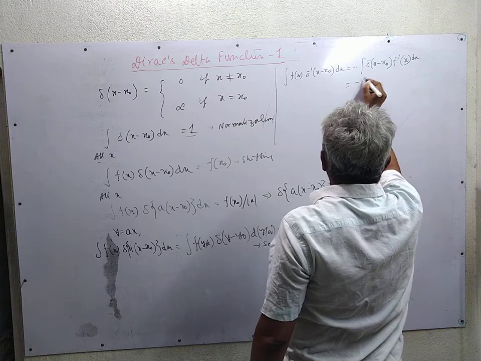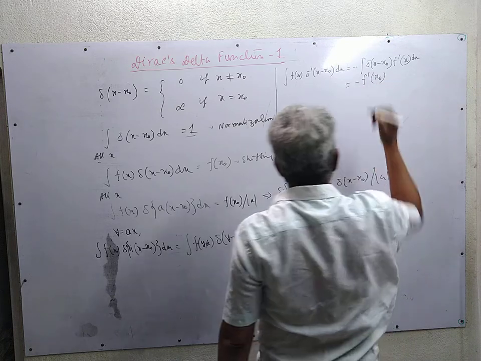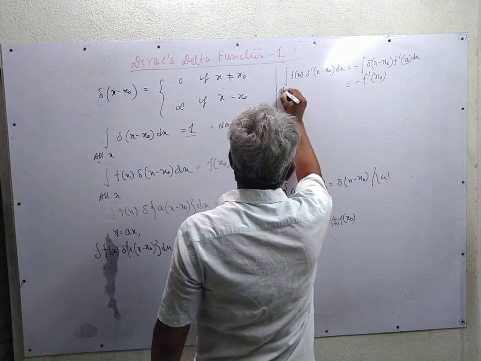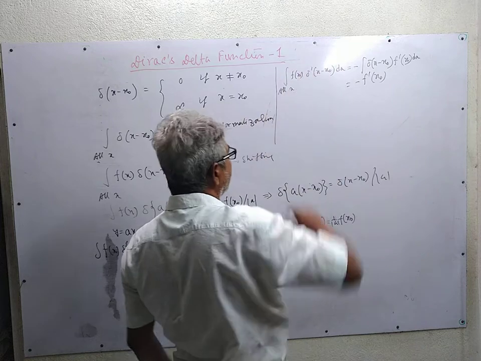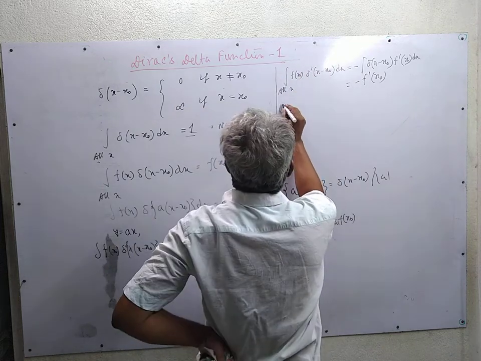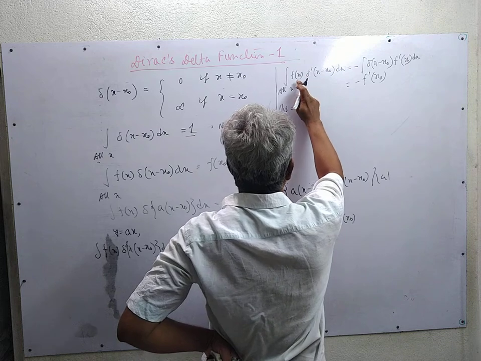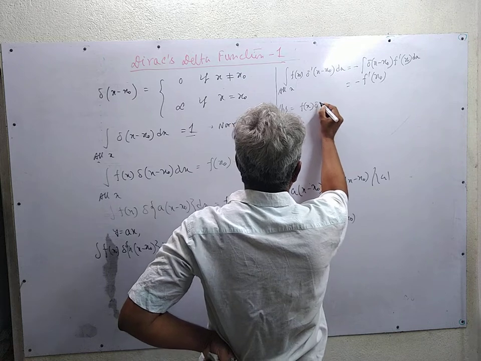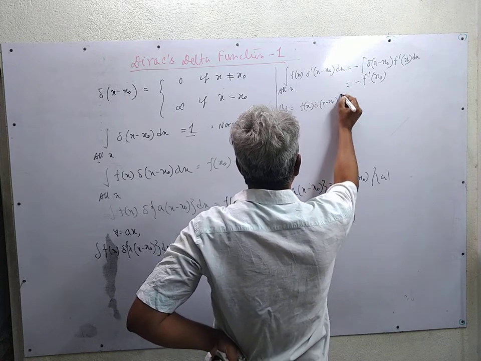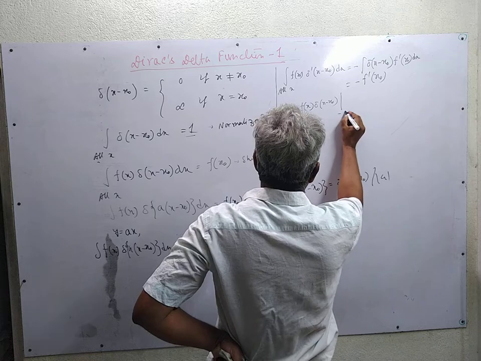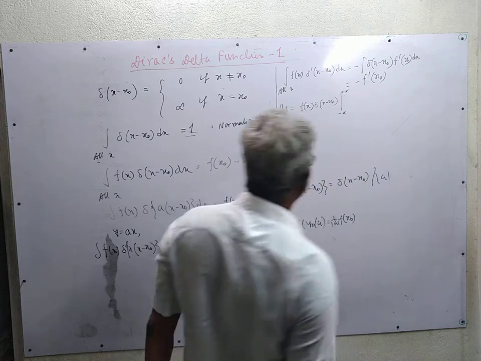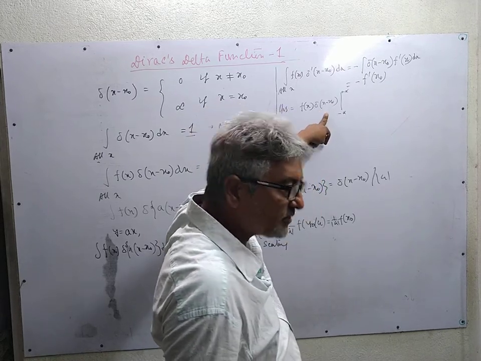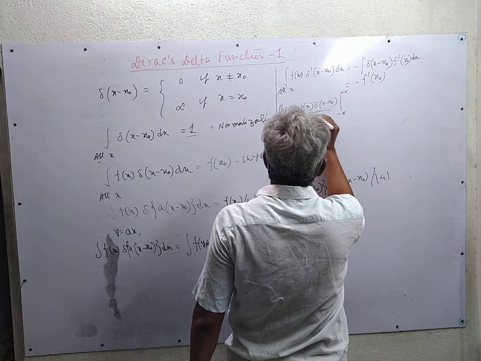This is equal to minus f prime of x0, which follows if we integrate it over all x. If we integrate the left hand side by parts, considering this as the first function, we get f of x delta of x minus x0 with limits minus infinity to plus infinity, which is 0. The delta function is 0 everywhere except at x equal to x0, so this part is 0.